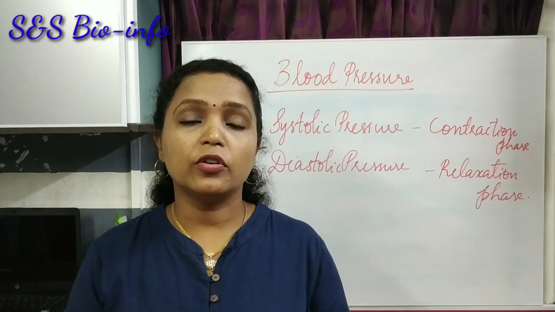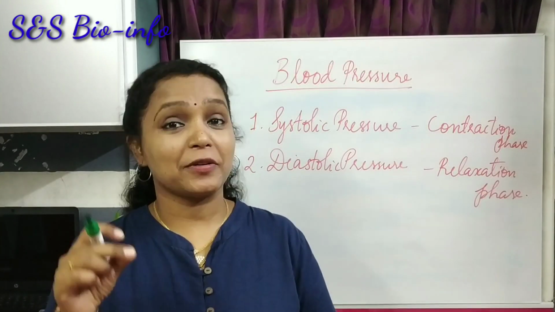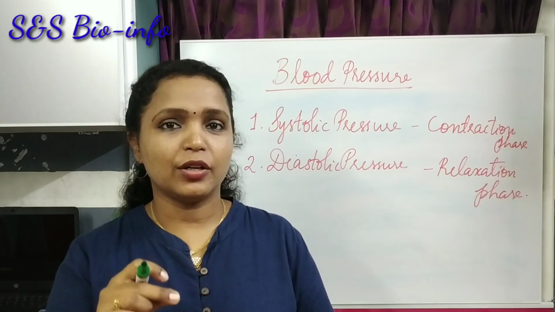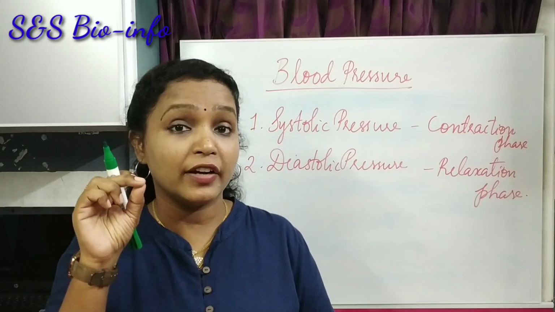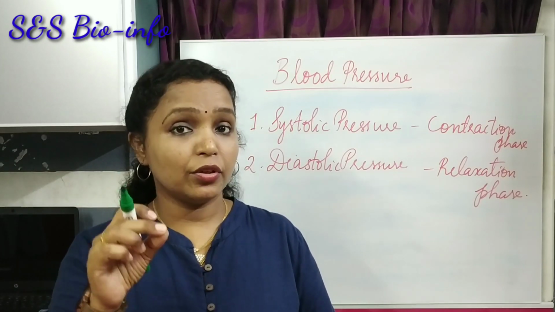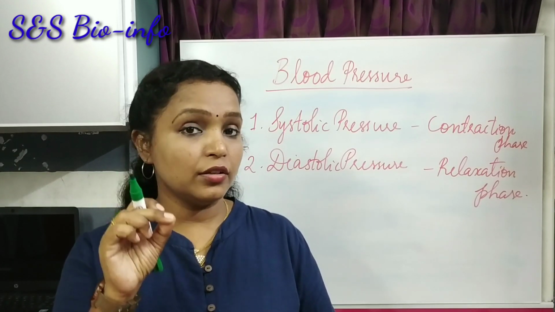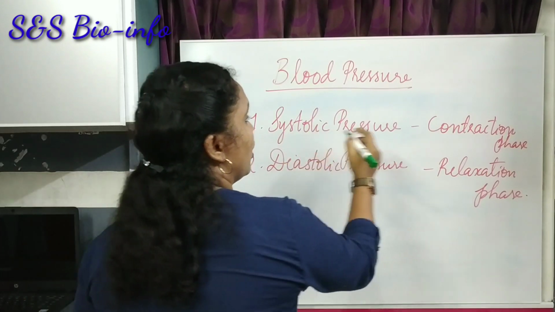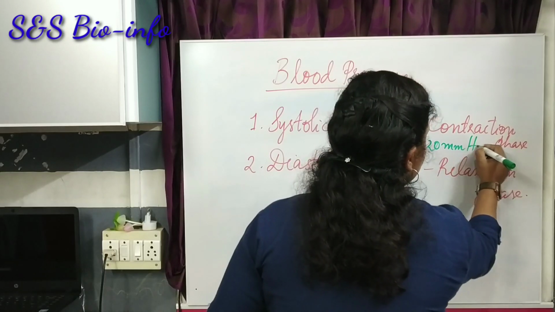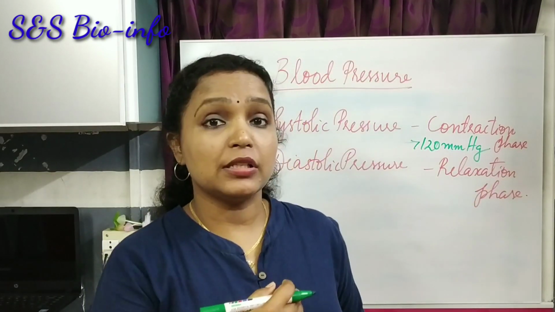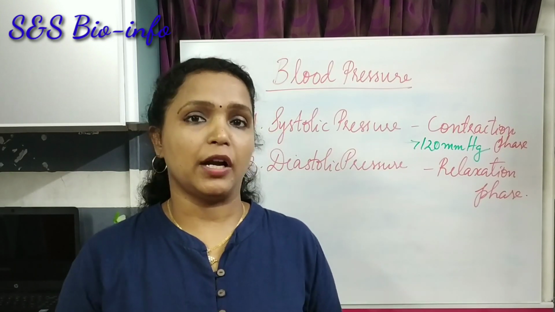Now let us learn more about the systolic pressure and the diastolic pressure. Systolic pressure is the pressure exerted by the blood on the wall of the blood vessel during the maximum contraction of the ventricular chambers. Systole is the contraction phase of the ventricles. It is about 120 mmHg. Due to this high systolic pressure, ventricles can pump blood to different parts of the body.